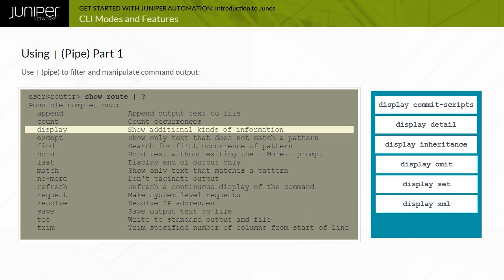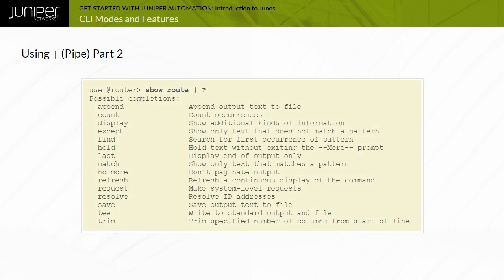The display XML option displays output in XML format. And the display JSON option displays the output in JavaScript Object Notation, or JSON, format. There are other options available to filter the output.